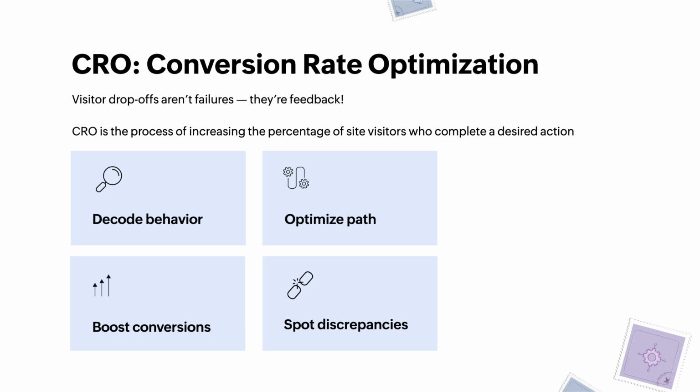So what CRO is, it's the process of systematically increasing the percentage of visitors who complete a desired action. So what we want to do is decode our visitors' behavior.